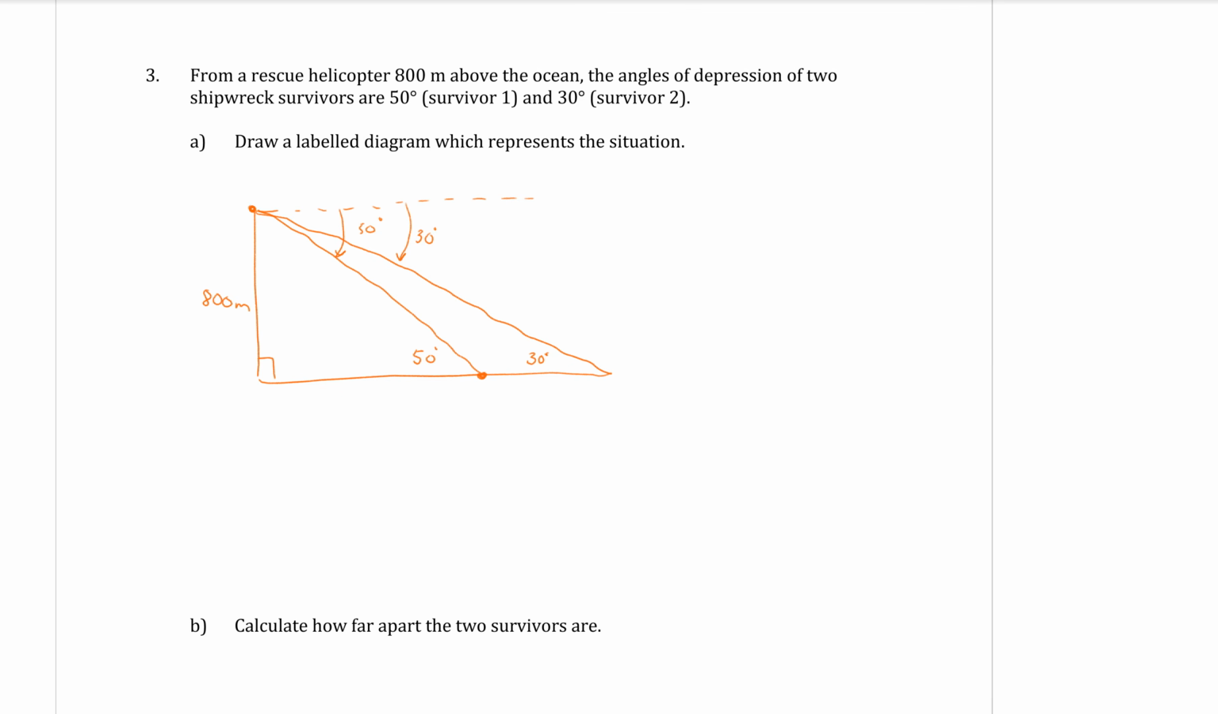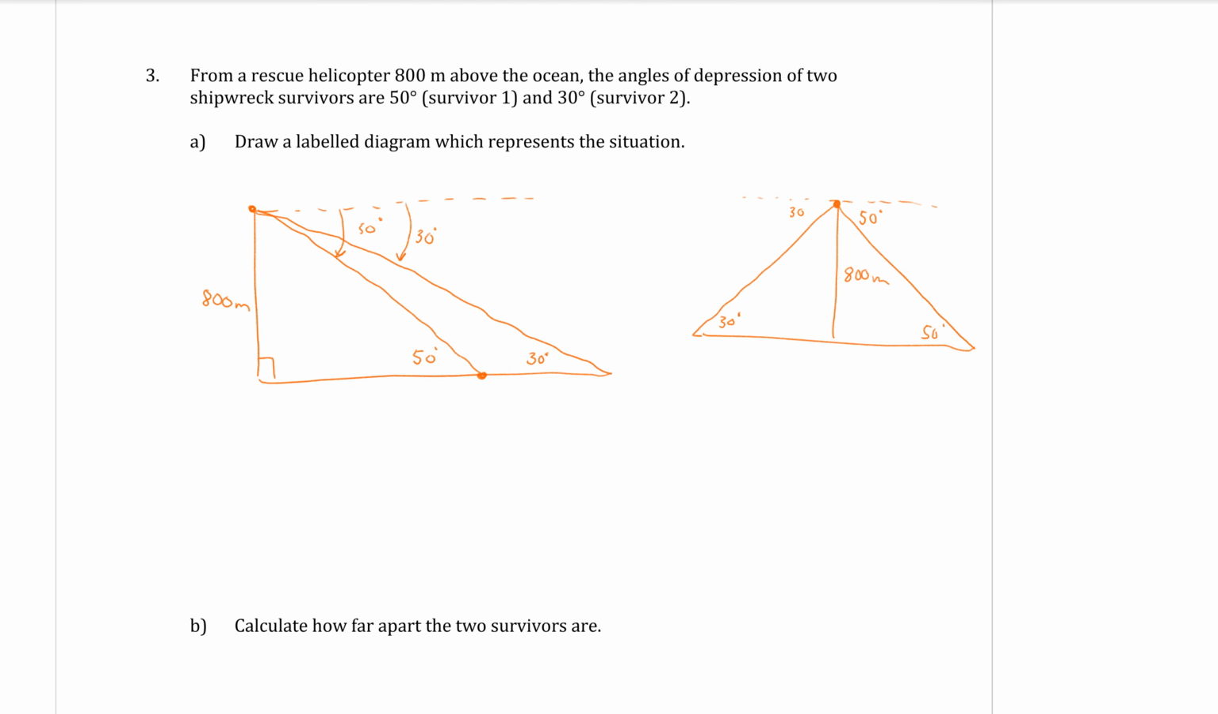Has anyone thought of the second option? Liam? Yeah. If the helicopter was actually in the middle of the 2 survivors, and you've got 1 survivor on either side down here. So you'd put the 800 meters there, survivor 1 on this side. I'm going to make this my 30 degree angle of depression, which means 30 degrees in there. And the other one, on the other side, a 50 degrees, which means 50 degrees in there.